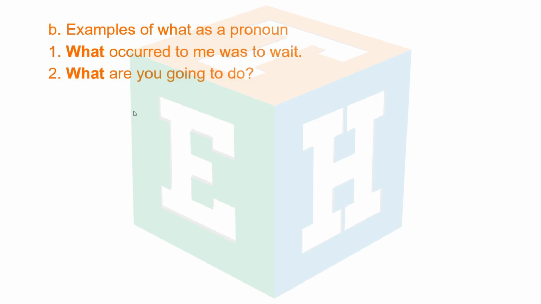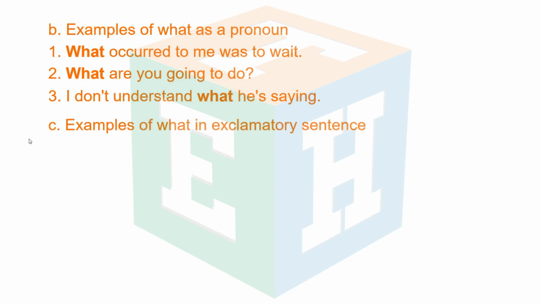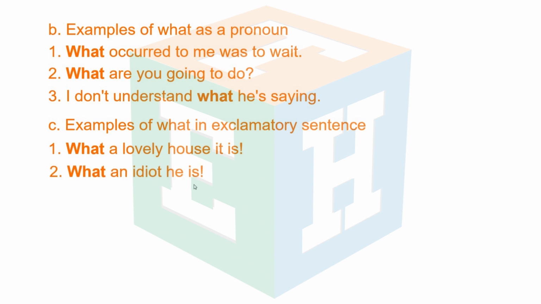2. What are you going to do? 3. I don't understand what he's saying. C. Examples of what in exclamatory sentence. 1. What a lovely house it is.